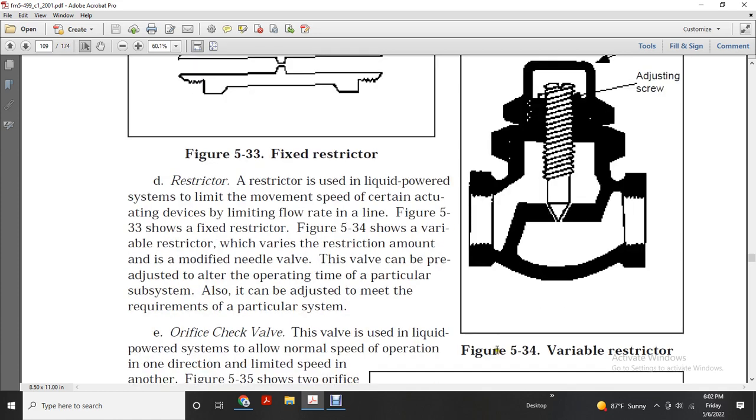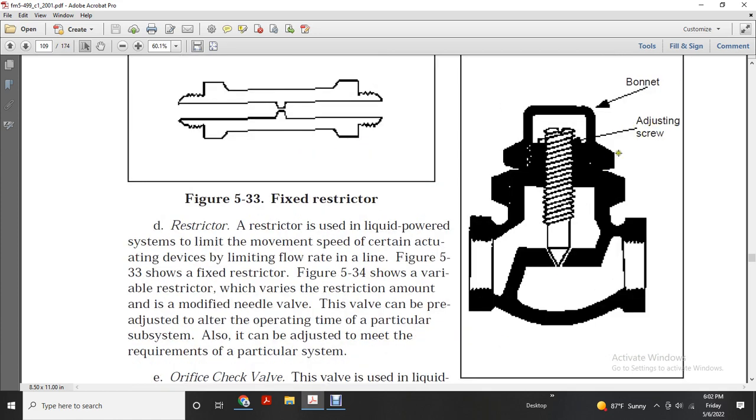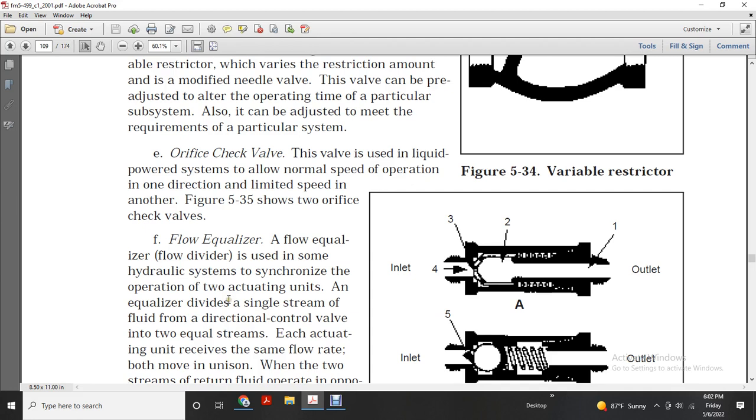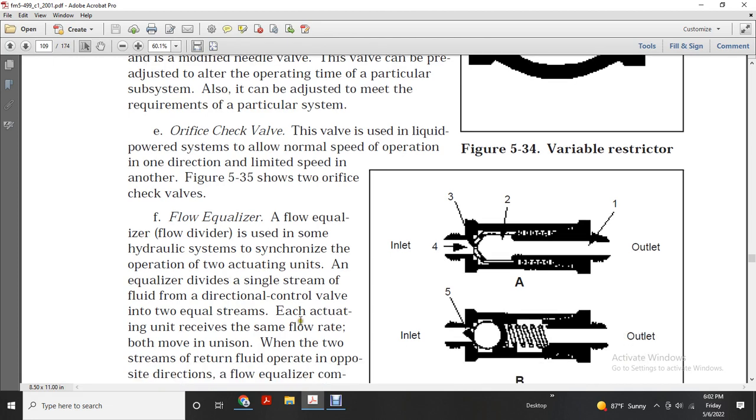Alright, Figure 534 shows the variable restrictor with the screw and adjusting screw, with the orifice screw and the valve, with the liquid in the power system in normal operation in one direction, limited to speed. Figure 530 shows the two orifice check valves.